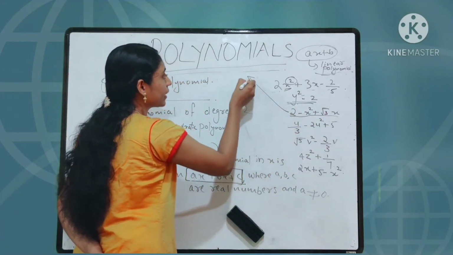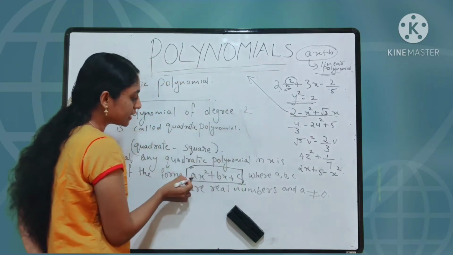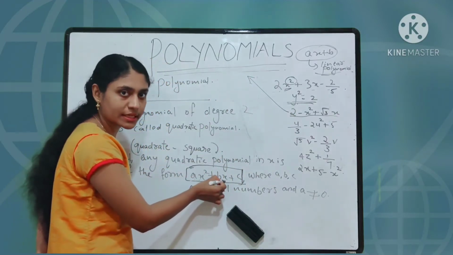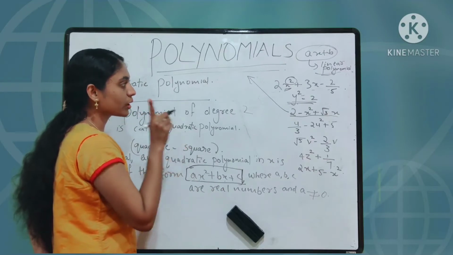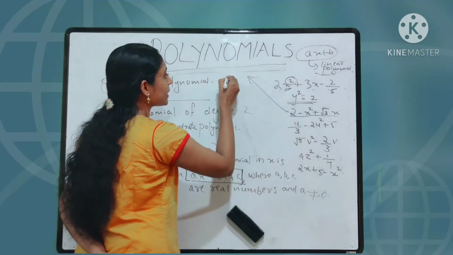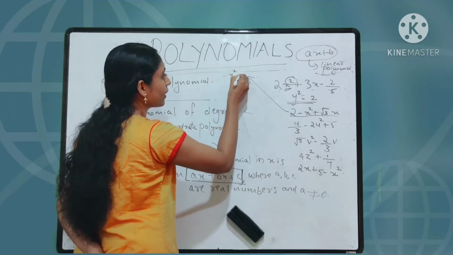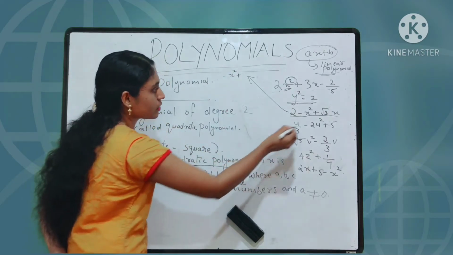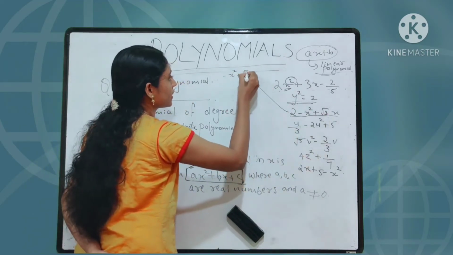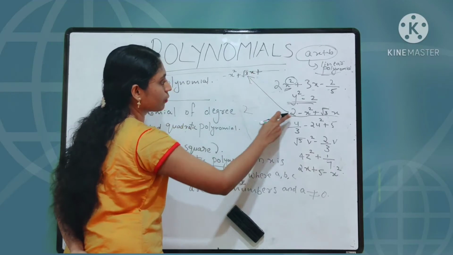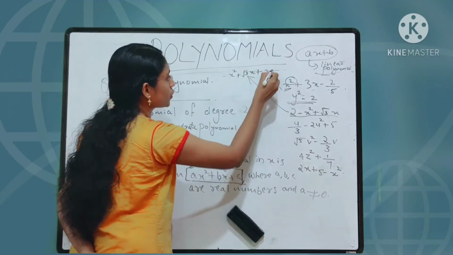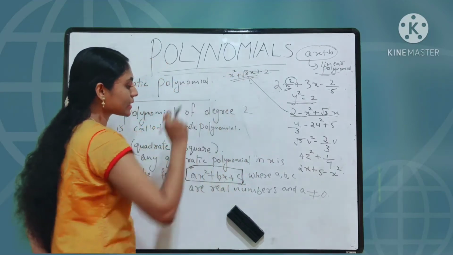This can be rewritten by arranging it in the form ax square plus bx plus c. That means the x square term should come first. So here it is minus x square. Then after that, bx, so here it is root 3x. Then the constant term, what is the constant term? Plus 2. So this is of the form ax square plus bx plus c, right?